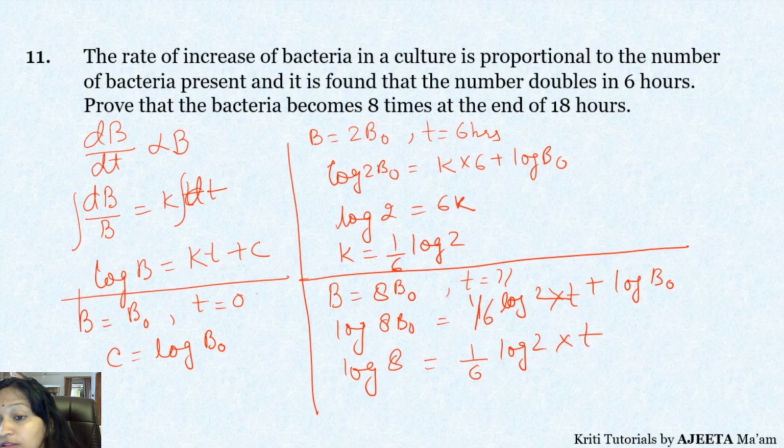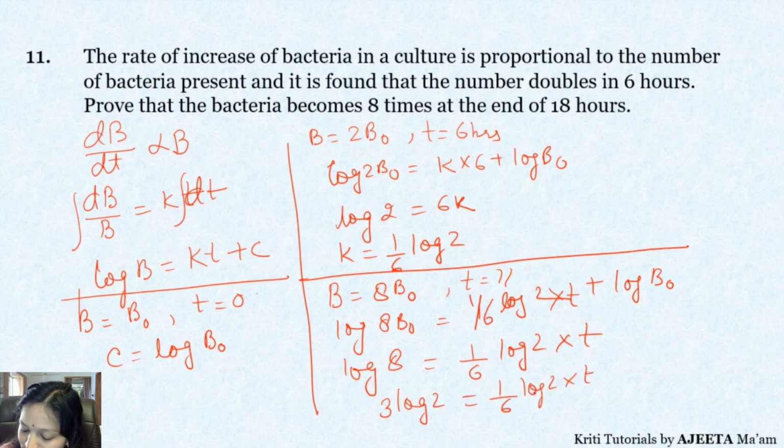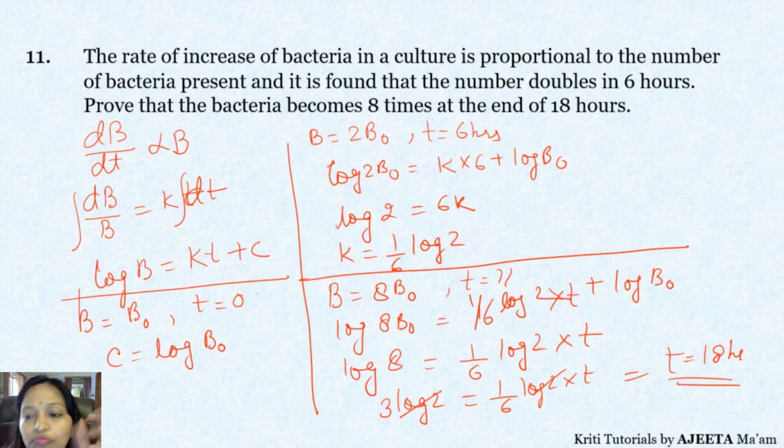Log 8 को हम क्या लिख सकते हैं? 2 cube. Okay, 2 cube means we can write it as 3 log 2. Log 2 will cancel out, so t is 18. आप t को 18 रख के भी सॉल्व कर सकते हैं, and then you can find the value of b, or I have put the value of t and prove that time is 18 years. So this was the question of proving.